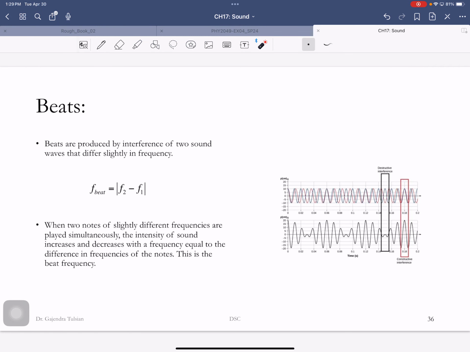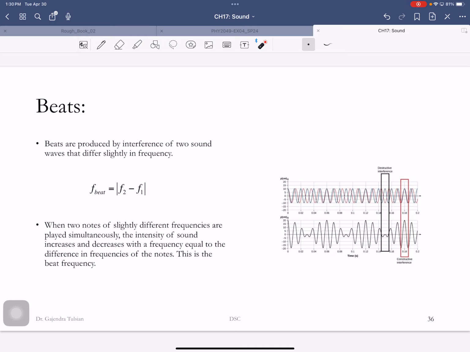Beats: when two close by frequencies are played simultaneously, so here's two frequencies that are close by that are played simultaneously. When they combine, what you hear is, see, the intensity level rises and lowers. So what this is showing you is the intensity level is low, here the intensity is high, low, high, and so on. The frequency with which the intensity level rises and goes down is the beat frequency, and it's equal to the difference in the two frequencies.